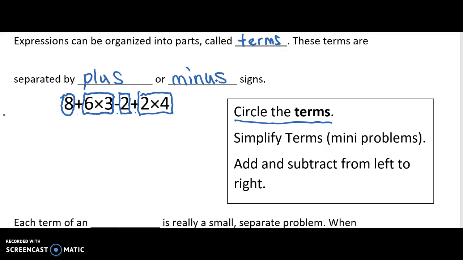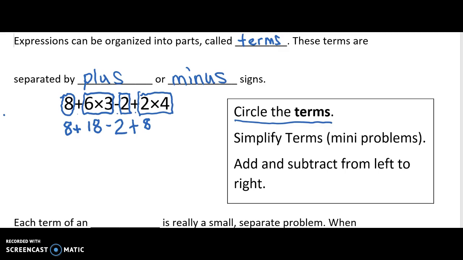Okay. Now that we've circled our terms, our next step is to simplify the terms. These are what we think of as little mini problems. So 8, nothing more we can do to that. 8 is as simple as it gets. So we're just going to rewrite it. 6 times 3, well, I can simplify that to 18, minus 2 plus 2 times 4. How can I simplify 2 times 4? 8. Okay? So now we've simplified all our terms.